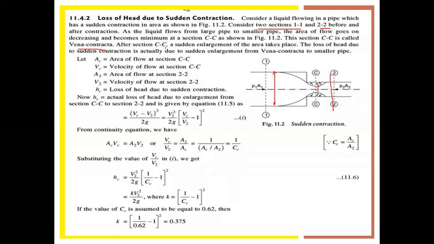After section CC, a sudden enlargement of the area again takes place. So the pipe is like this. It is going like this and making the direction. Sorry, it's not going properly. I think you understand it, right?